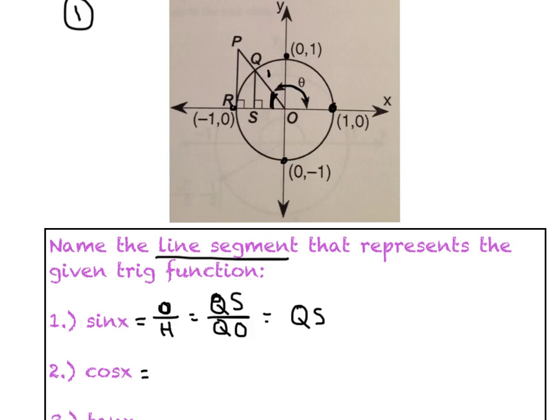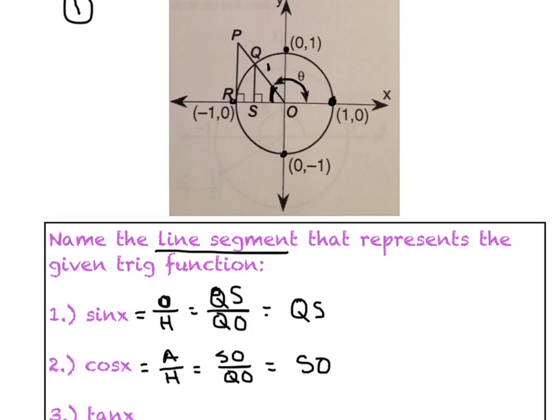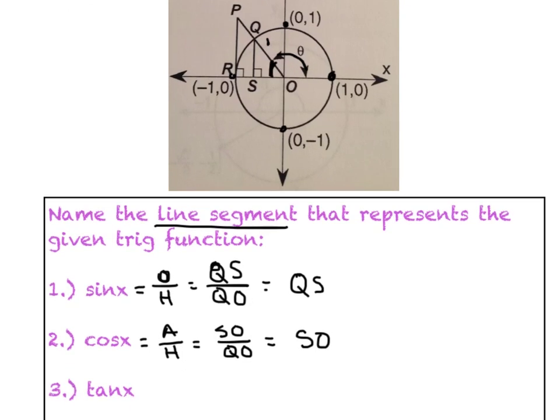Now, as far as cosine goes, that's adjacent over hypotenuse. Adjacent is going to be SO. Hypotenuse is again QO, and we know that QO is 1, so SO would be the final answer there. Now it's going to get a little trickier. Notice I was using the smaller of the two triangles there.